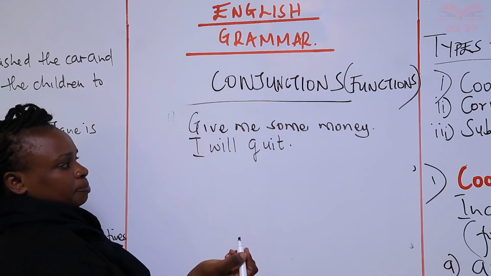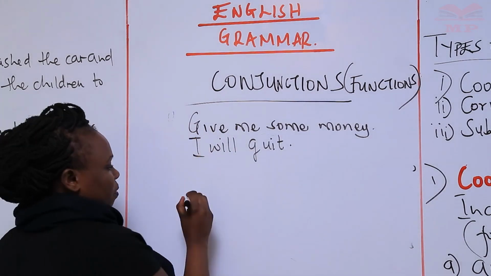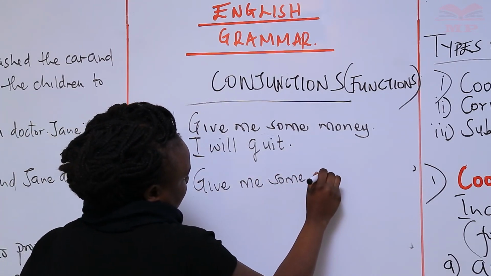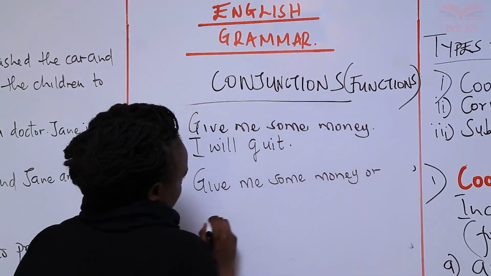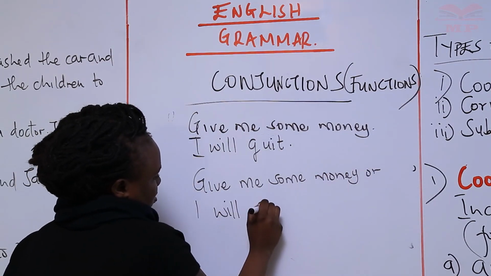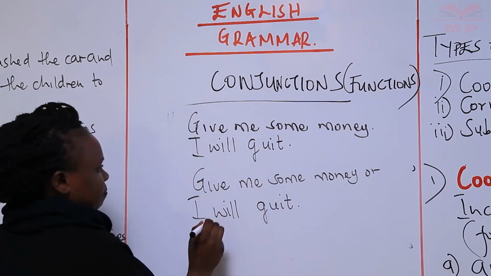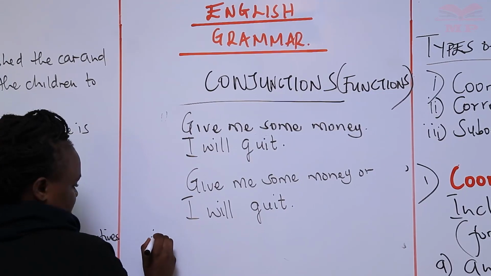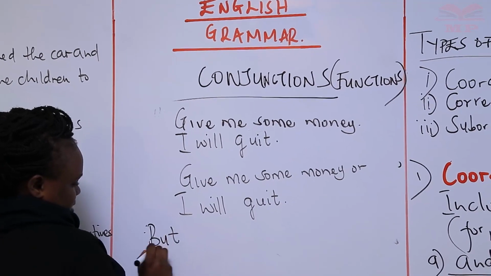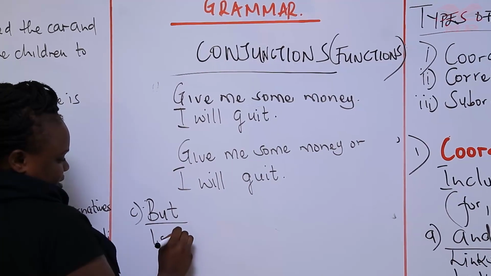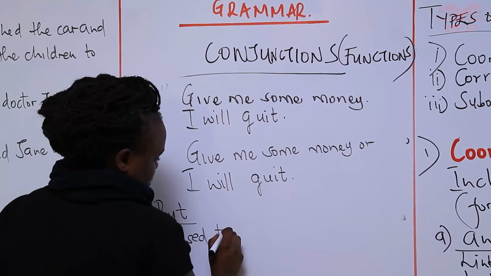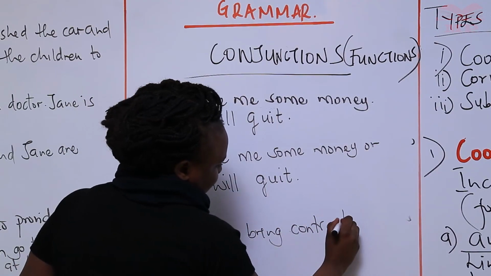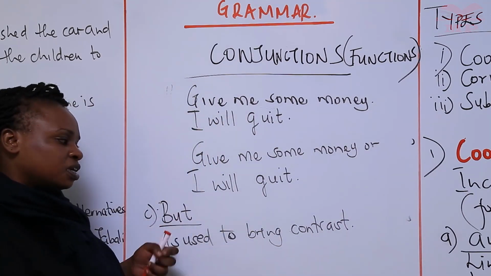Okay, give me some money, I will quit. Use or. So give me some money or I will quit. Okay, then the last one is but. It is used to bring contrast or create contrast.